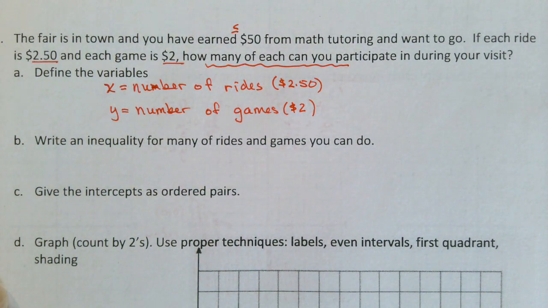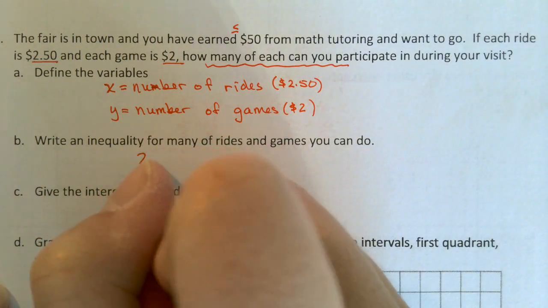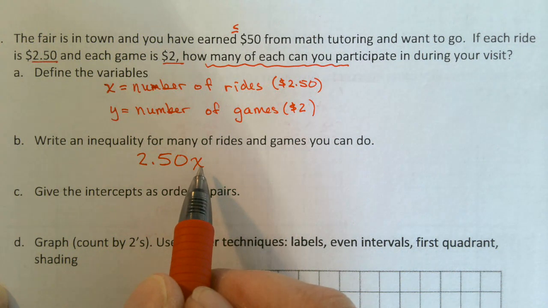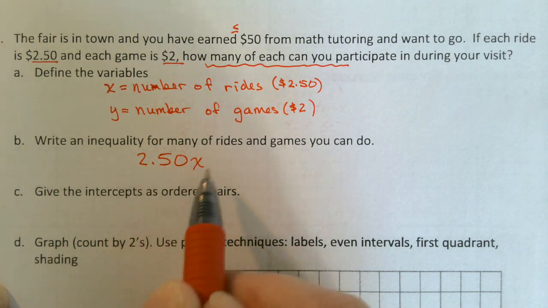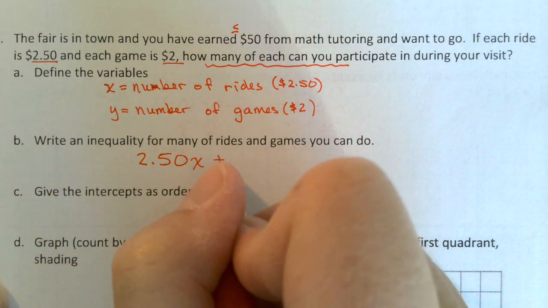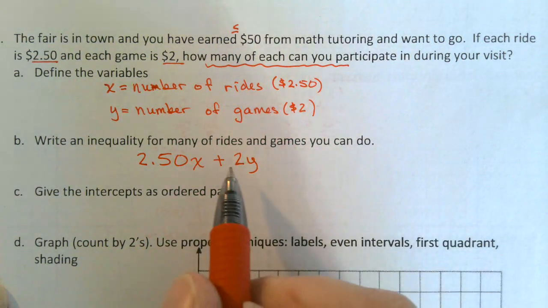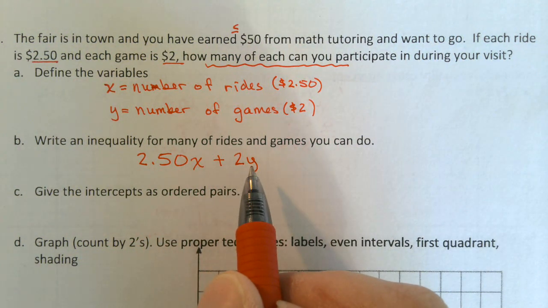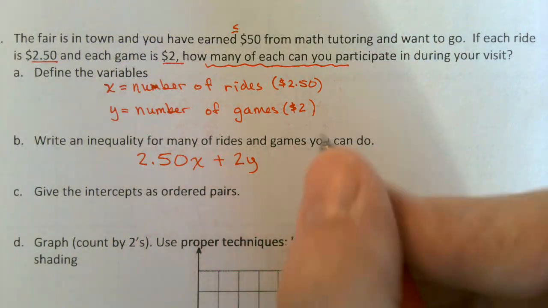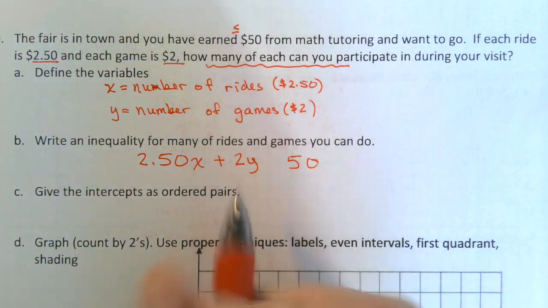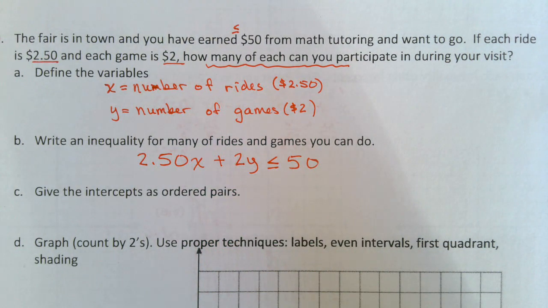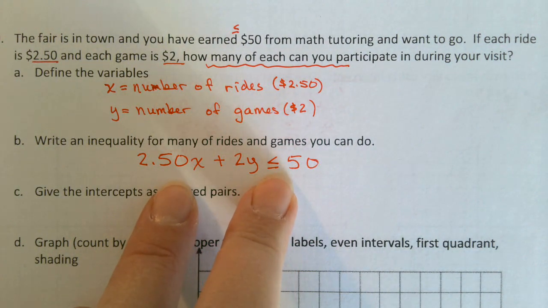Okay, now it says write an inequality for the number of rides and games. Guys, you got to think it's cost times quantity. So I'm going to spend $2.50 times X. This $2.50X is all the money I spend on rides. Okay? I would add to it $2 times the number of games. 2y is $2 times the number of games, that's total money spent on games. So all my money here, we have $50, and you told me what I spend has to be less than or equal to 50. Now, my inequality is in standard form.